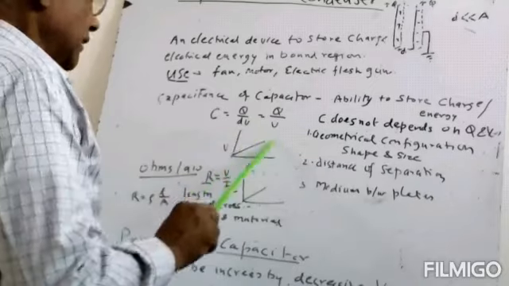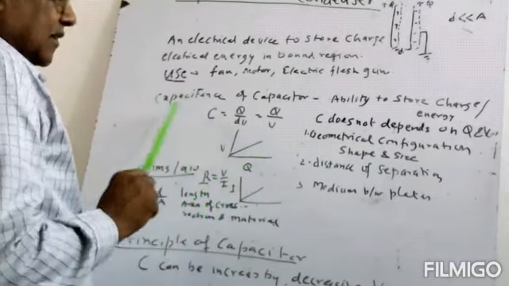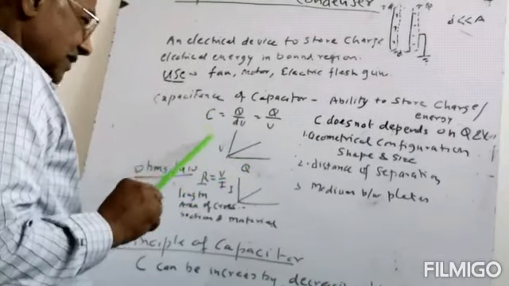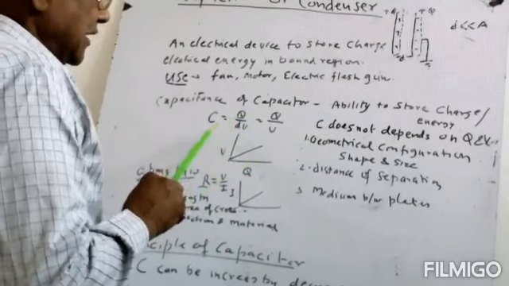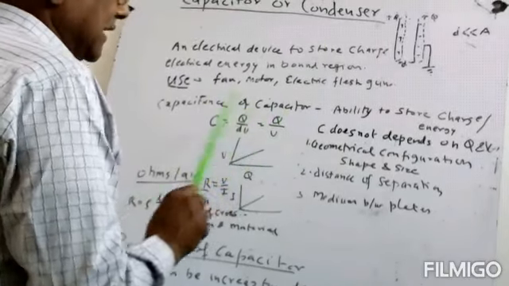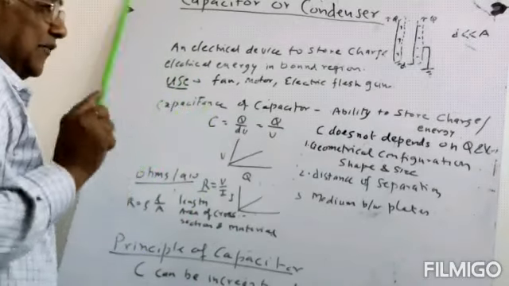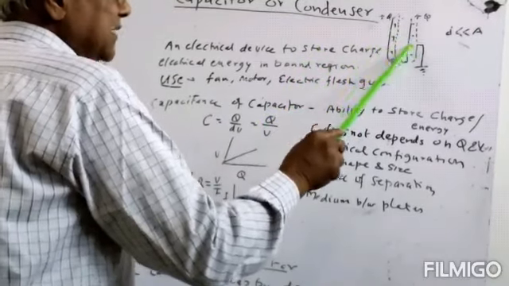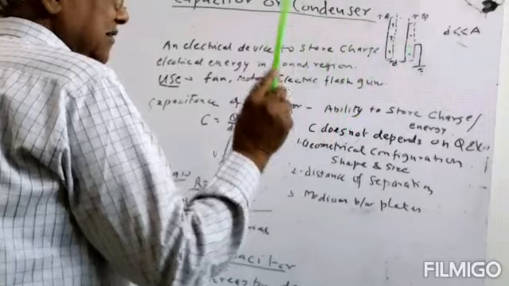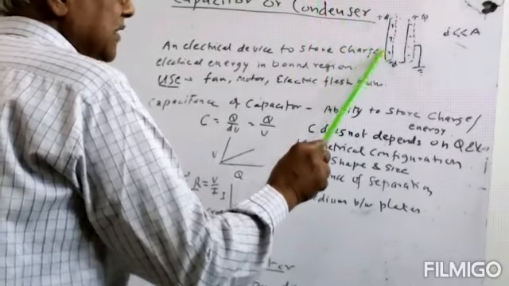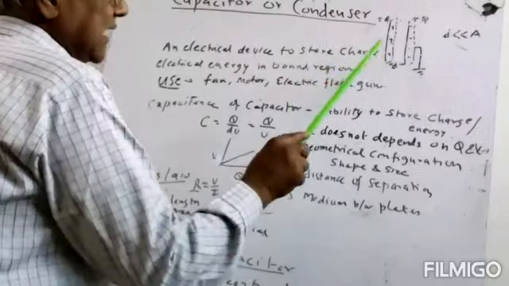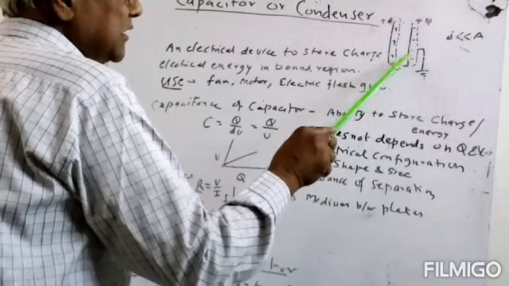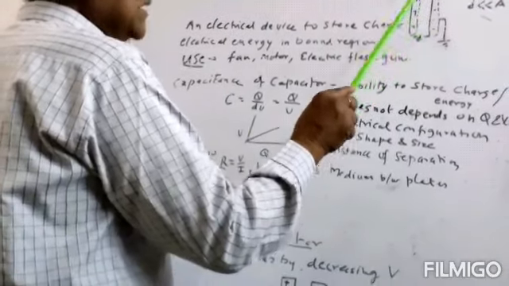So now, the capacitance will depend on factors. As with the conductor, we can also say that the capacitance of the condenser will depend upon three factors. One factor is the shape and size of the plate. If the shape and size of the plate is large, then its capacitance will be large. It will store more charge. The second thing is that capacitance is inversely proportional to distance. So if the distance between the two plates is small, then capacitance will be more.